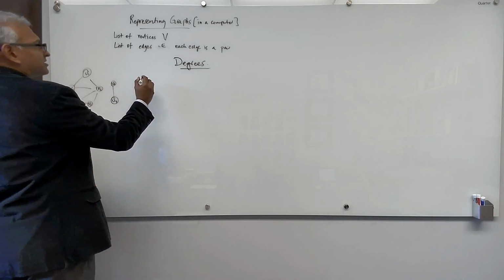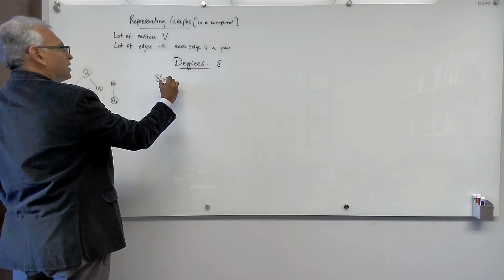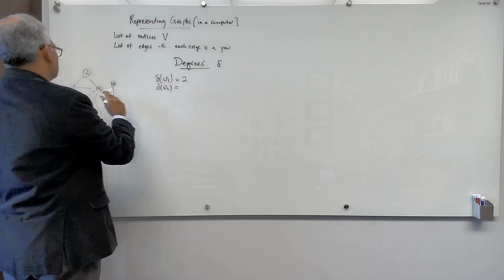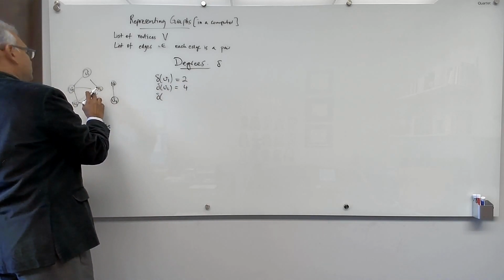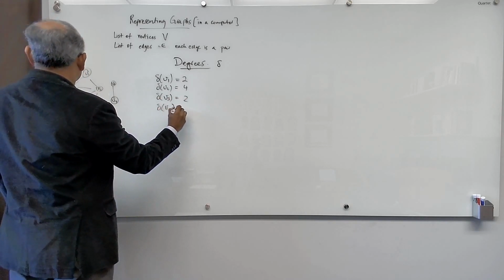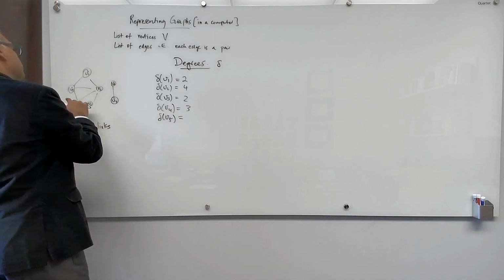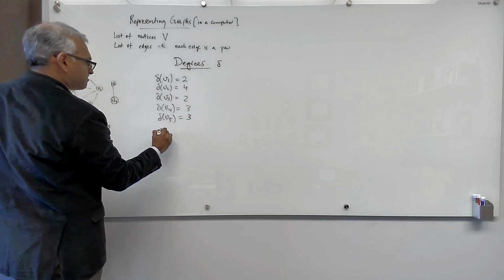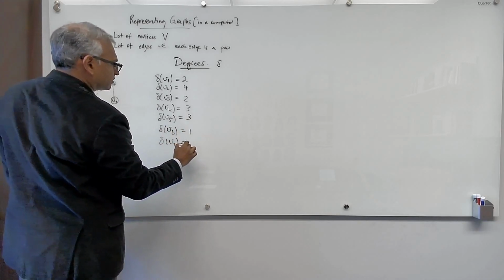We'll use the label delta. Delta of V1 is equal to 2. Delta of V2 is equal to 4. Delta of V3 is equal to 2. Delta of V4 is equal to 3. Delta of V5 is equal to 3. Delta of V6 is equal to 1, and delta of V7 is equal to 1.